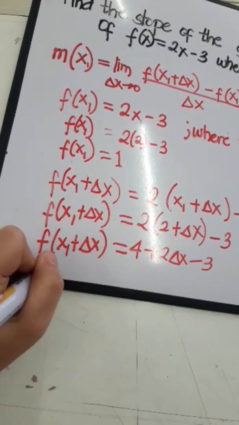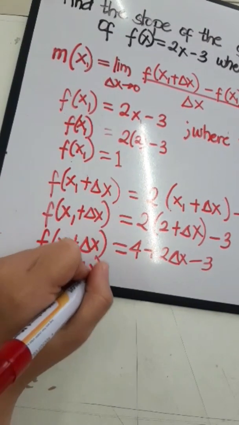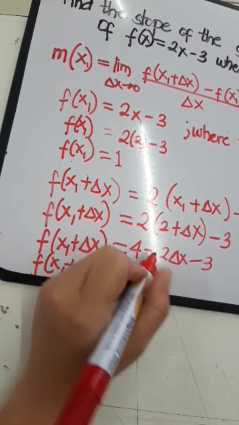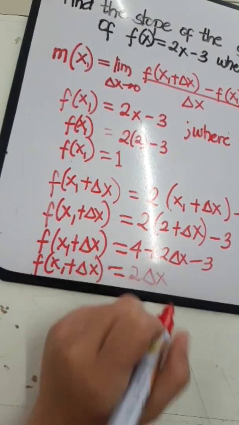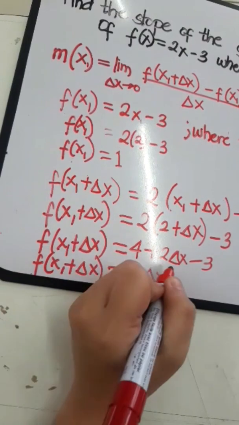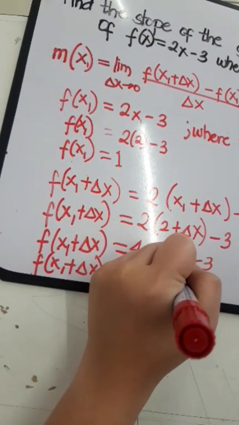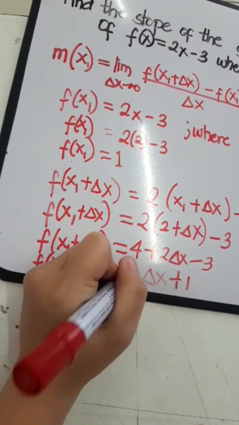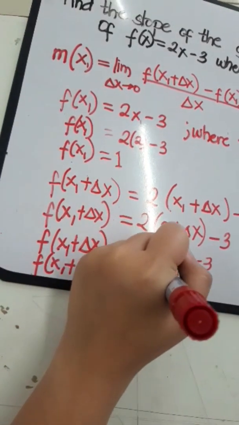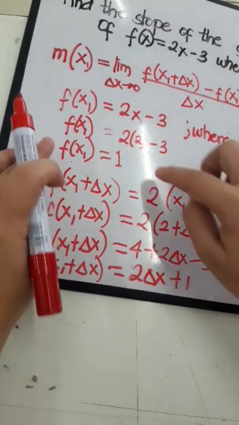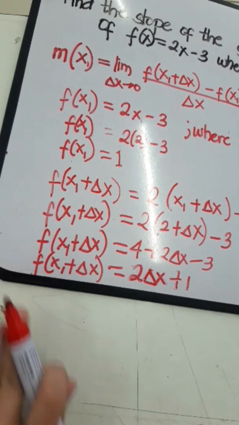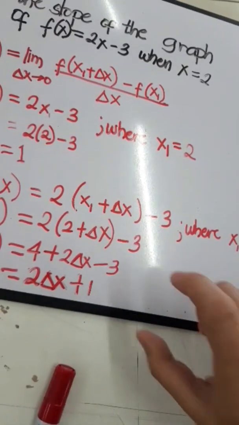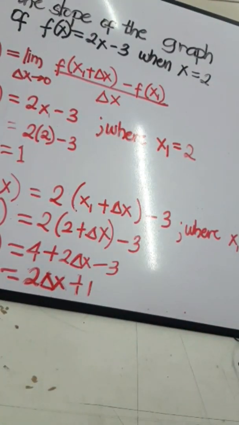So we have f of x sub 1 plus delta x is equal to 4 minus 3. Let's first set aside 2 delta x. 4 minus 3 is 1, so plus 1. Only that. So we already have the values of f of x sub 1 and f of x sub 1 plus delta x. Then we are going to substitute these into our main equation.